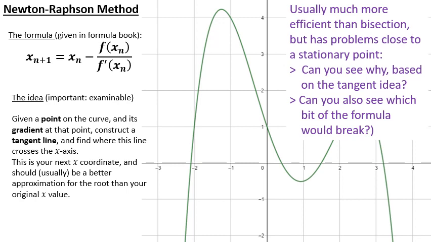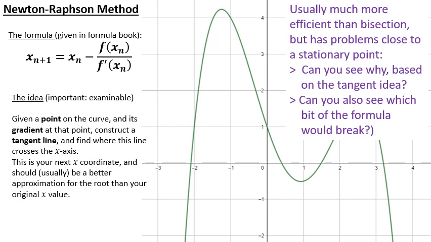So here's the important idea. If you have a point on the curve and you know the gradient at that point, you draw yourself a tangent line from that point and you find where that line crosses the x-axis. Wherever that is, that's your new x value. So this is an iterative process. It's a way of finding a better approximation to the solution.